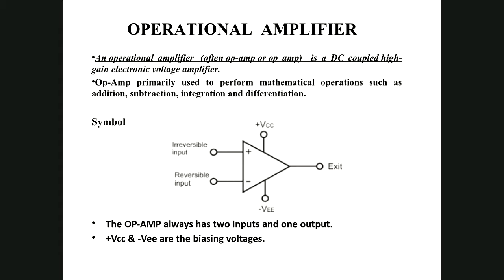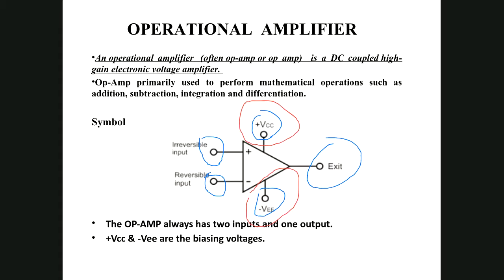Yes. In this screen, can you say these are the minimum things you need? What are the minimum things? You have got two inputs, one output, and two voltages. Now these two voltages, what are they called, anybody knows? They are called biasing voltages.